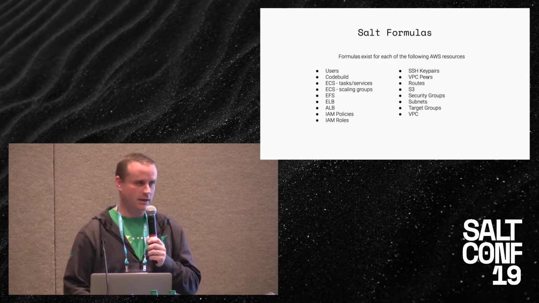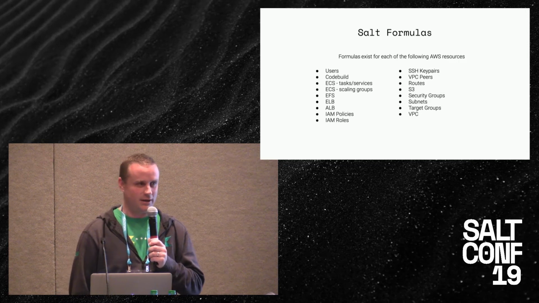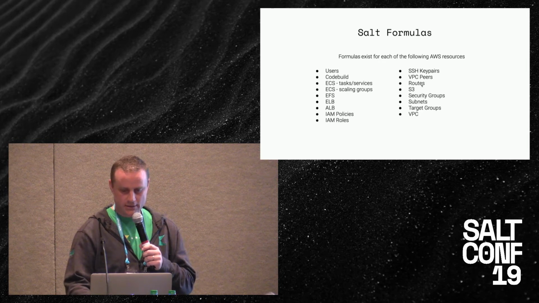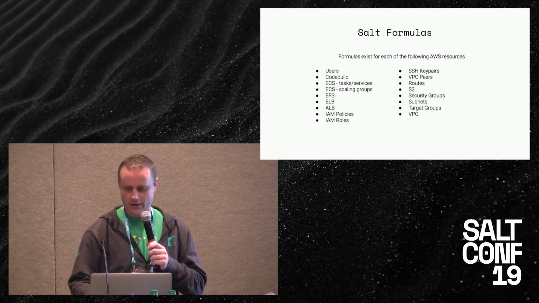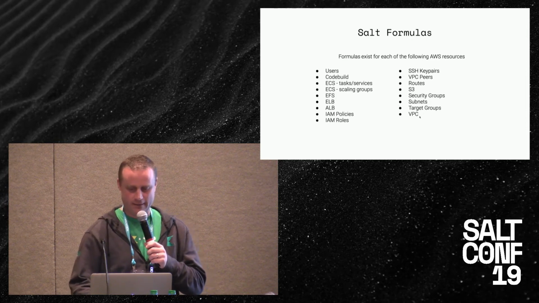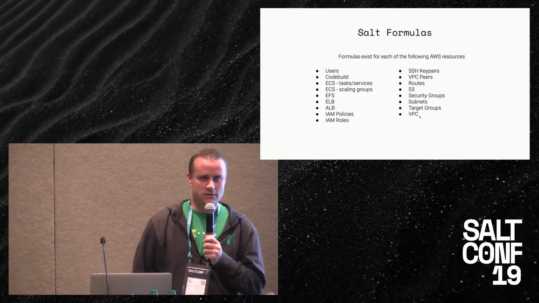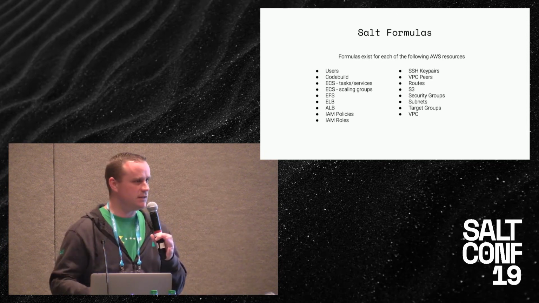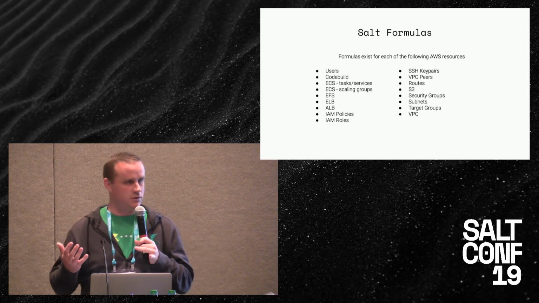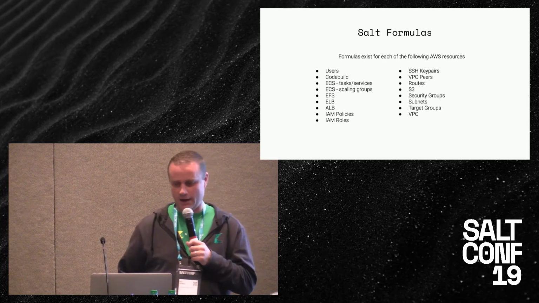VPC peers, I think that one exists, but there were a lot of bugs in that. We had to change that one. And then routes exist, S3 and security groups, subnets, target groups. Target groups is custom as well, and VPCs exist already. So those are the Salt formulas we provide to our engineers, so they can do any of these things within this tool. And we're constantly adding new things. That's another reason why we chose Salt, because we can customize this to meet the needs that our engineers have.